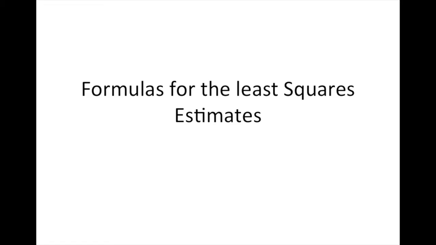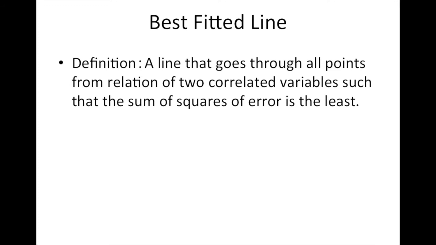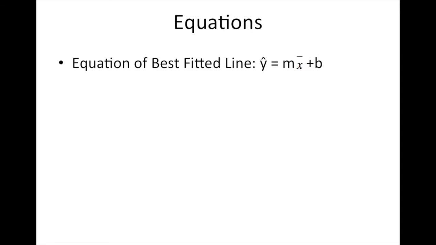So I'm here to talk about formulas for the least squares estimates. Best fitted line is a line that goes through all points from the relation of 2 correlated variables such that the sum of squares of error is the least. So here are some equations to solve problems.